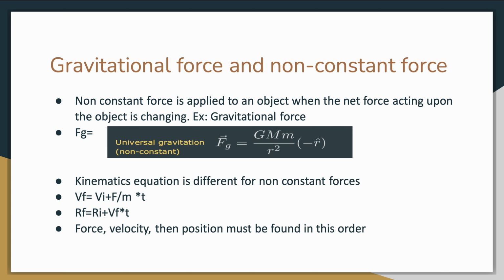A non-constant force is applied to an object when the net force acting upon that object is changing. An example is gravitational force. The formula for universal gravitation is G times mass 1 times mass 2 divided by r squared times negative r hat. For non-constant forces, the kinematics equations are different: Vf equals Vi plus F divided by m times t, and Rf is Ri plus Vf times t.